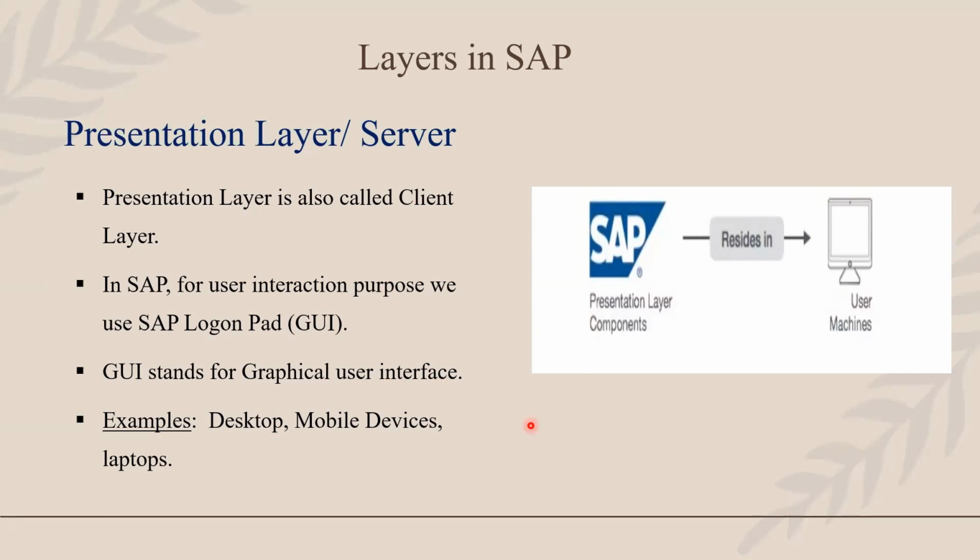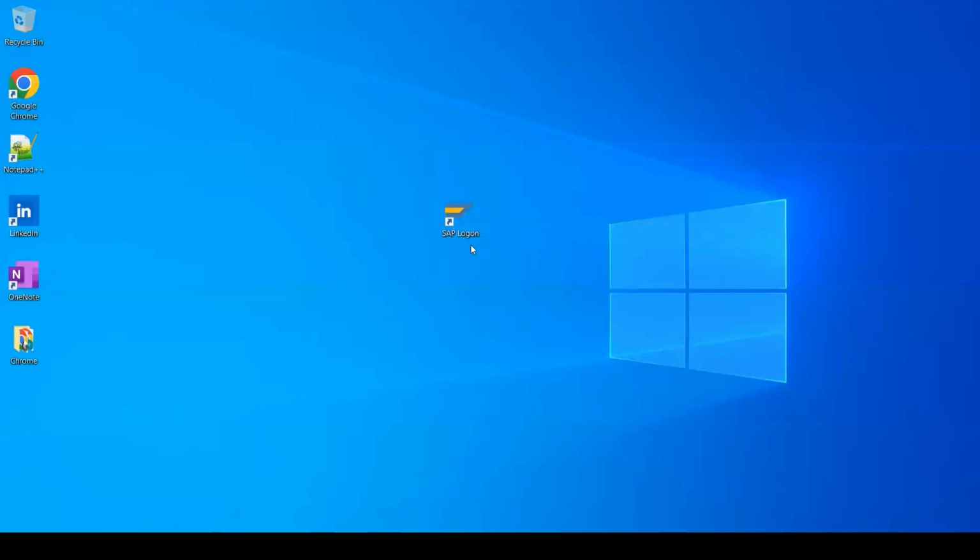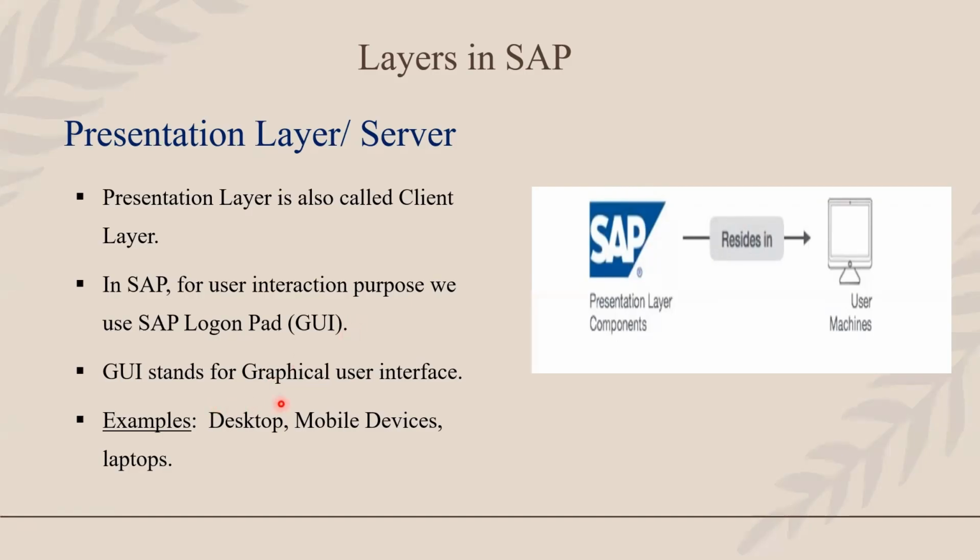So I will be showing you how the SAP Logon Pad looks. So this is the SAP Logon Pad or SAP GUI, where users will be working. In other words, a software or a device which the user interacts with to get the required information is called the presentation layer. Previously, I gave an example of a mobile phone which acts as a device, and now it is SAP GUI which acts as a software. The SAP presentation layer will reside in user machines, which can be laptops or desktops.